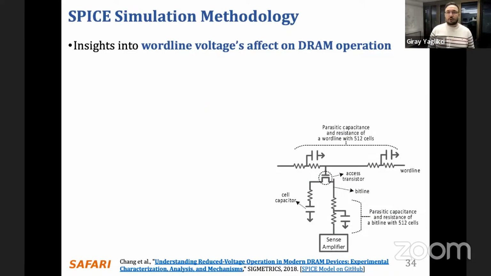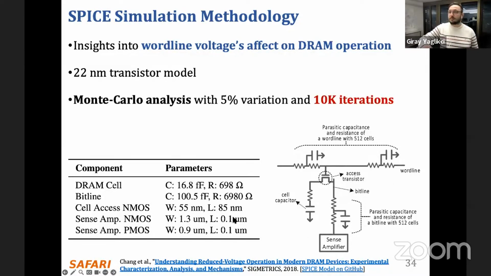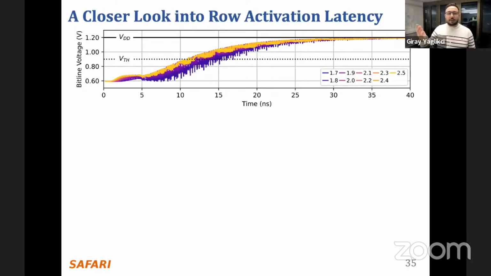So to show in a closer look how this trade-off happens, we wanted to provide some insights into Wordline voltage effect on DRAM operation. And for that, we conducted some SPICE simulation. And we use a 22 nanometer transistor model in the simulation. And we use these parameters that are written here. And this is a schematic of the circuits that we simulate. And we perform a Monte Carlo analysis with 5% variation. And we perform like 10,000 iterations. And we get this result.